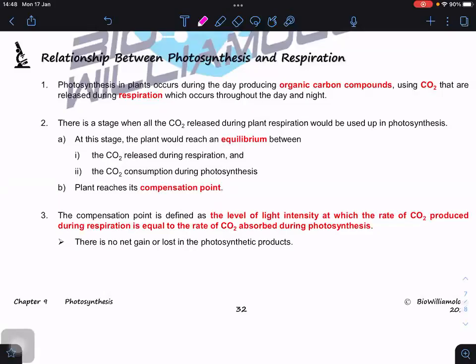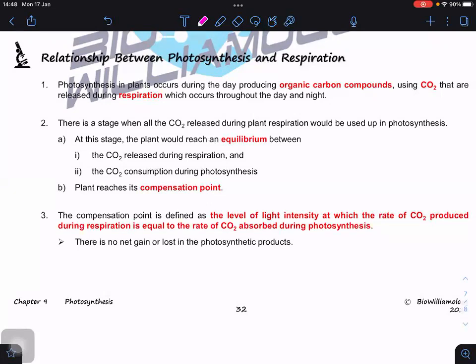So we look at this. For plants, when they carry out photosynthesis, at the same time they also use up the photosynthetic product because of respiration. So what is the aim of photosynthesis? The aim of photosynthesis is to generate glucose, for example. But respiration breaks down the glucose.